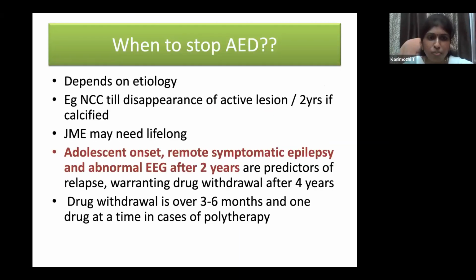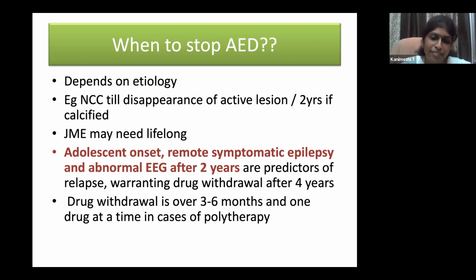So when to stop? Okay, when to stop itself is a big topic, but generally it depends on the etiology. Like in NCC, if it is an active lesion, we give till the disappearance, or 2 years if it is a calcified lesion. And juvenile myoclonic epilepsy may need a lifelong treatment because they are prone to get repeated episodes. But generally speaking, an adolescent onset, remote symptomatic seizures, and the EEG persisting to be abnormal even after 2 years of seizure-free period, these are predictors of relapse. Maybe we should try after 2 more years.